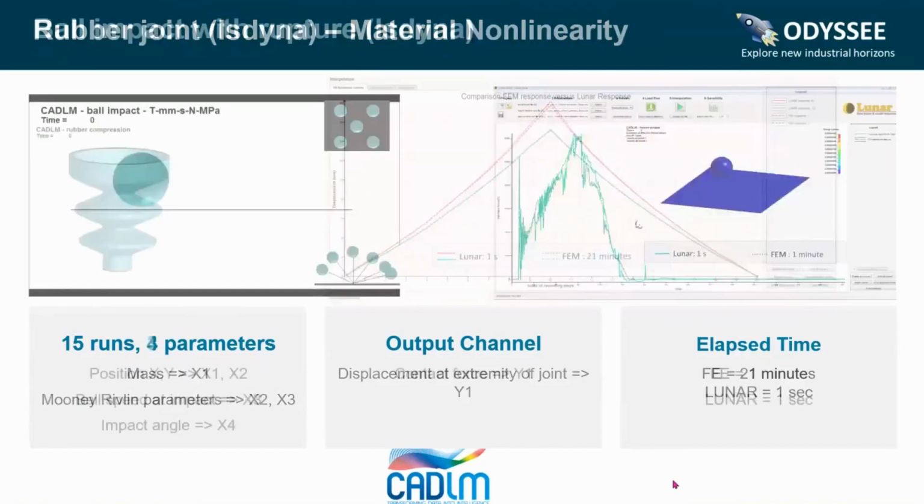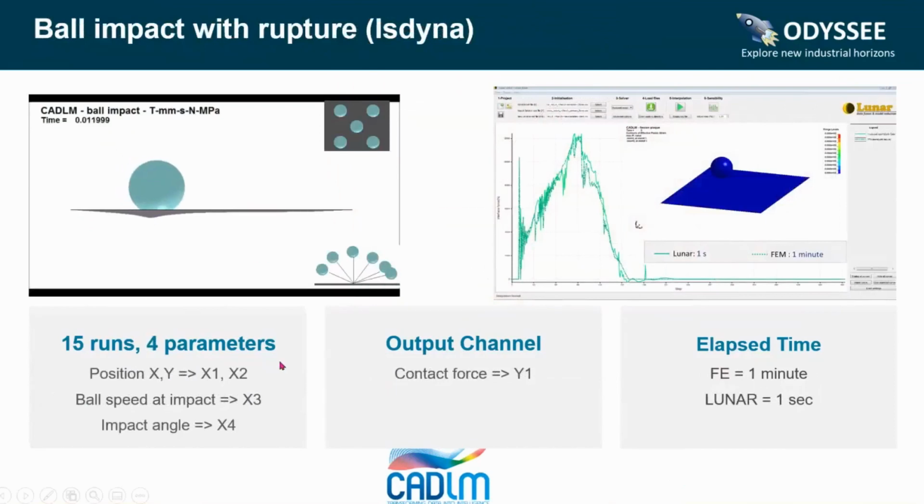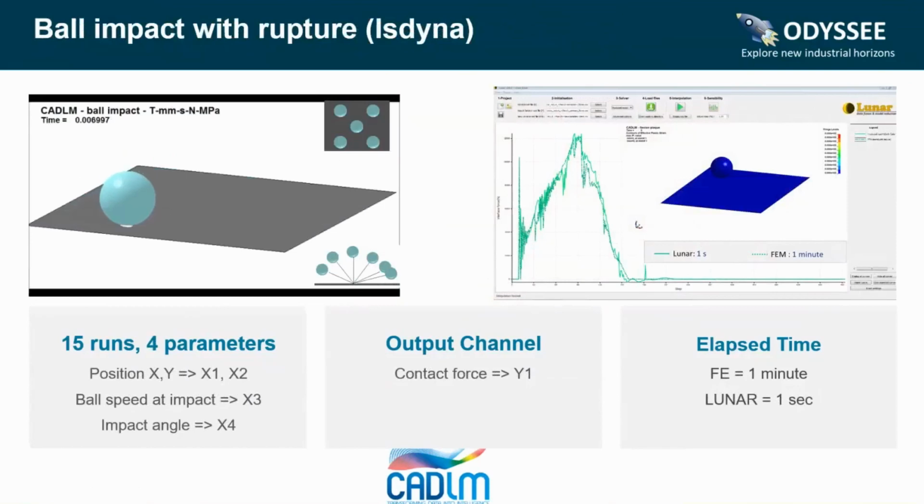We can do this for any loading case or material. It doesn't matter. As I said, the differential equation disappears from the picture. That's why it works for any physics, since we are actually handling data. Here we have 15 runs which are done in a DOE with changing the position, the bolt speed, and the angle of impact, with some cases having rupture, others don't.